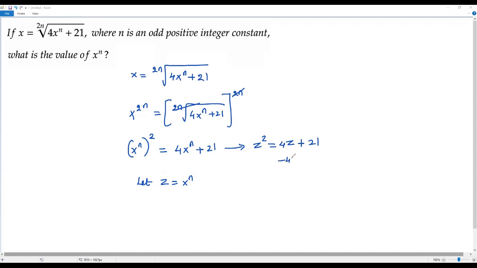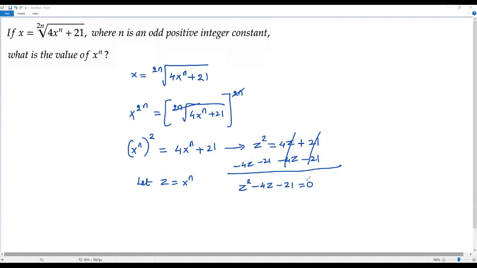Now let me subtract 4z and 21 from both sides of this equation. I am doing this to get the quadratic equation in standard form. That is, I am going to get everything on one side of the equation and 0 on the other side. Here positive 4z and negative 4z will cancel out. Positive 21 and negative 21 will cancel out. I am getting z squared minus 4z minus 21 equals 0.